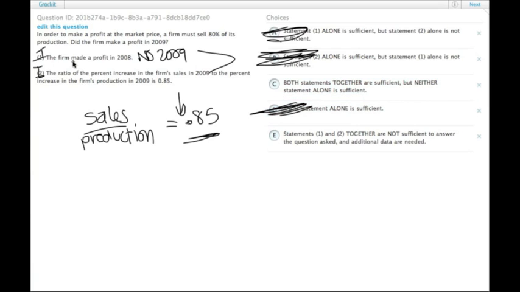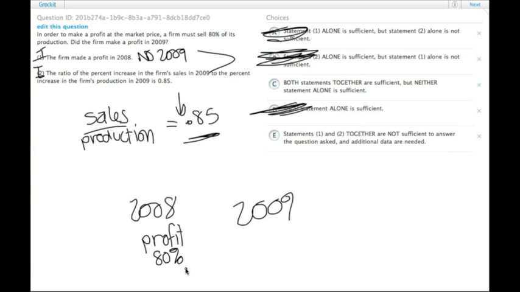Together, with statement 1, we do find out that the firm made a profit at least in 2008. So we have 2008, 2009. We know that there was a profit in 2008, but it depends whether it was a profit made on 80% sales or 100% sales. With 80% sales, if they were just over the line for making a profit in 2008, this decrease that we find out from statement 2 could make it a loss.